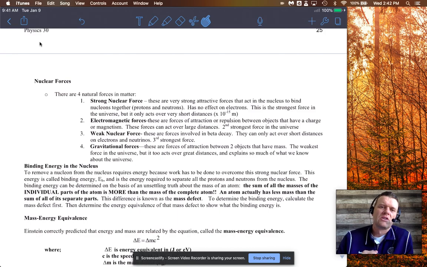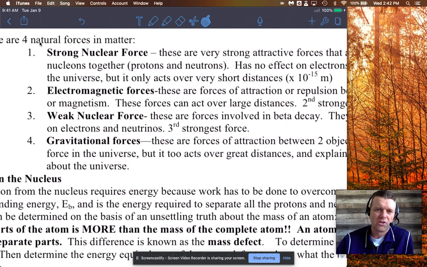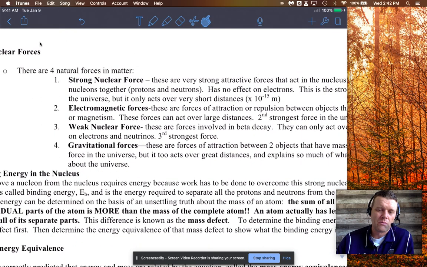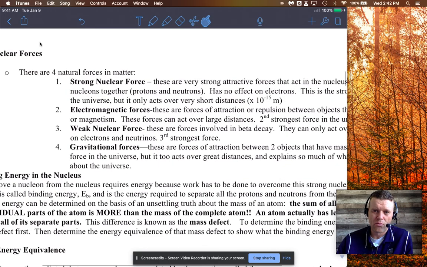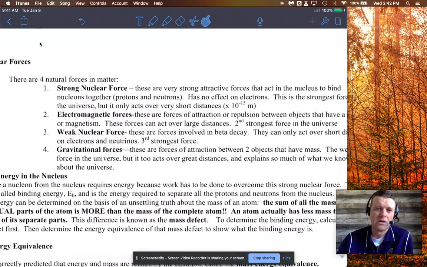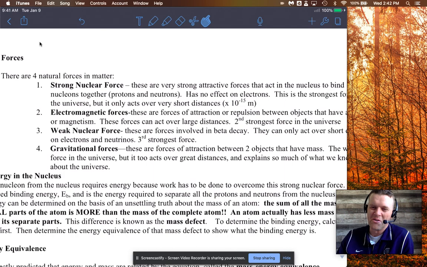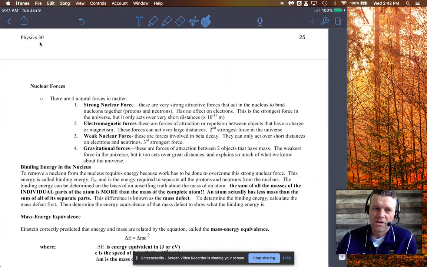The third force is the weak nuclear force. We won't do much at all with that, but it is involved in what's called beta decay, which we're going to study. It's primarily the forces that are acting on electrons, and also another weird particle called a neutrino, which is a really, really small particle. But gravity is the weakest link in the universe. However, it explains so much of what we know about what the universe is. So it is the weakest force, though.